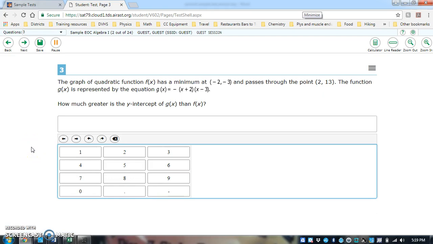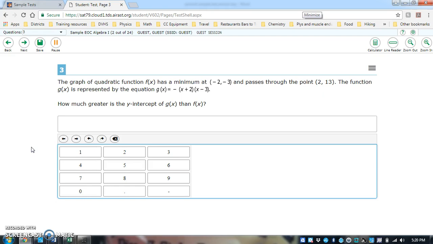Alright, the graph of a quadratic function f of x has a minimum at -2, -3, and passes through the point 2, 13. The function g of x is represented by the equation g of x is equal to negative x plus 2 times x minus 3. The key thing to remember about this is in g of x, we are given our factored form of the equation, so we know our x-intercepts are solutions.